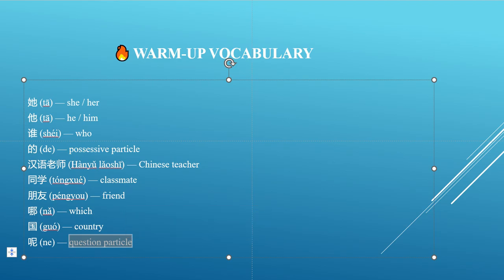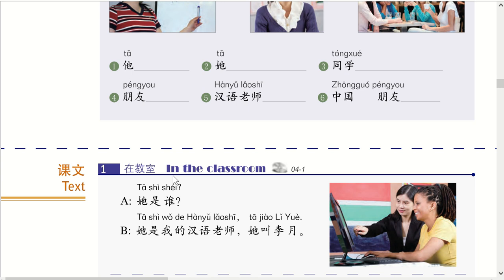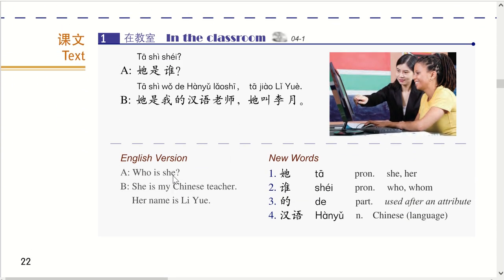Now we can go forward to our text 1. 在教室. So, in the classroom, 在 means that one thing or that one person is here in that one place. 在教室, in the classroom. So, 她是谁? Who is she? 她是我的汉语老师. She is my Chinese teacher.